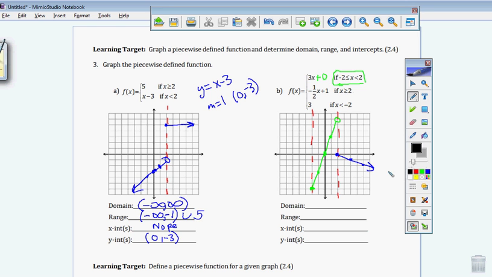And then switch to black here for less than negative 2. So over here we got a constant function, which is nice. So it's constantly 3. So 1, 2, 3, open circle because it's less than, and then just continuing in that direction.